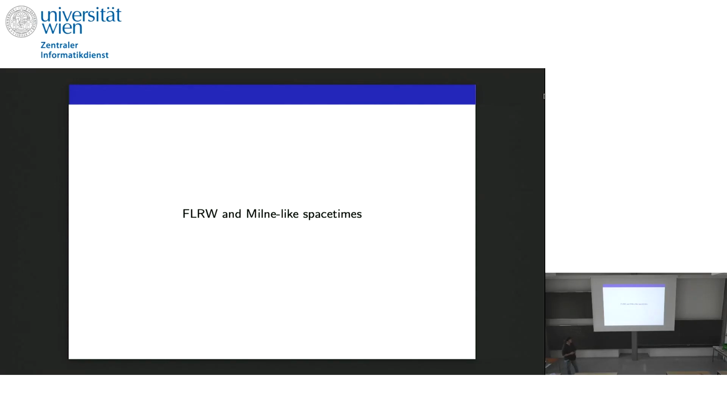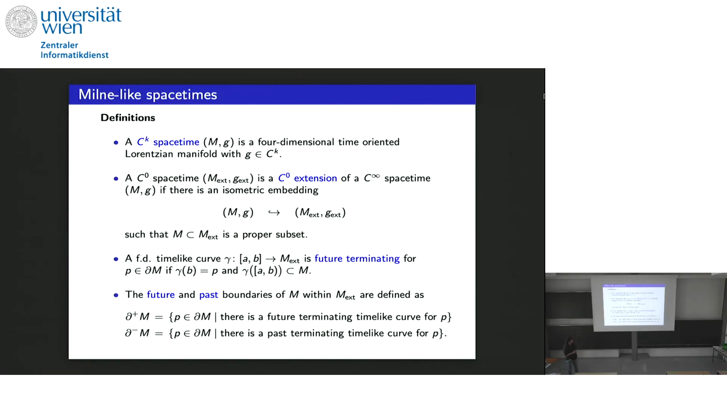FLRW and Milne-like spacetimes. Okay, so some quick definitions here. A C^k spacetime (M,g) is a four-dimensional time-oriented Lorentzian manifold with the metric being in C^k. A continuous spacetime is called the continuous extension of a smooth spacetime. So (M,g) is a smooth spacetime. This (M extension, g extension) here is the continuous extension if you can find an isometric embedding of (M,g) into the extended spacetime, and all my spacetimes are four-dimensional, so I don't have to say the dimensional constraint, and such that the manifold is a proper subset.